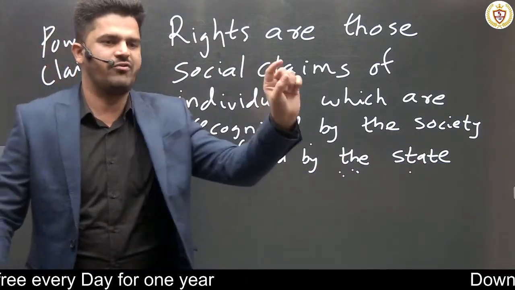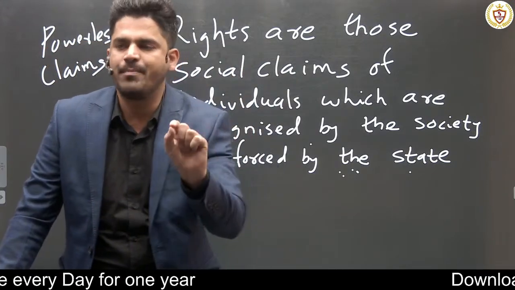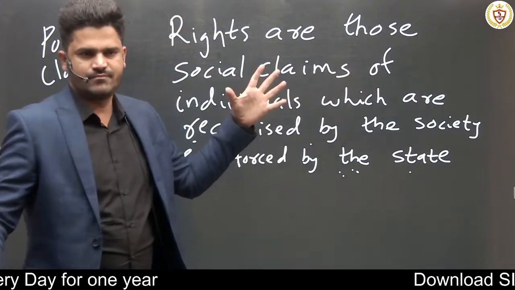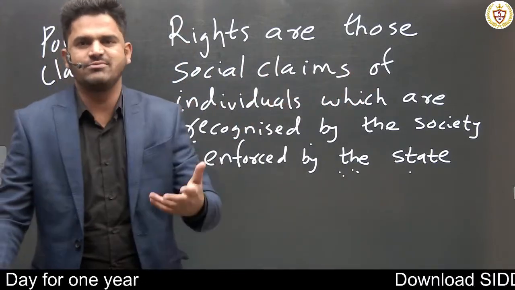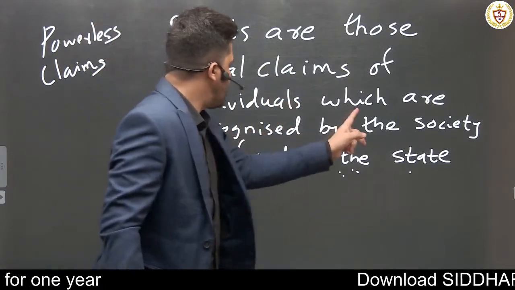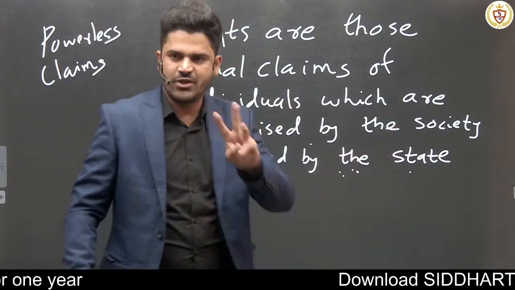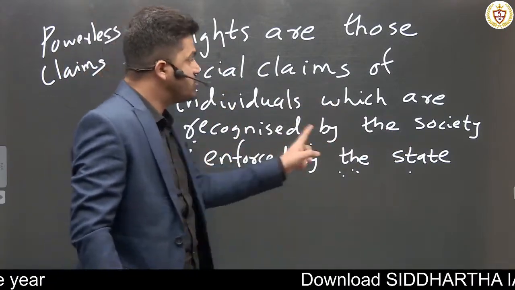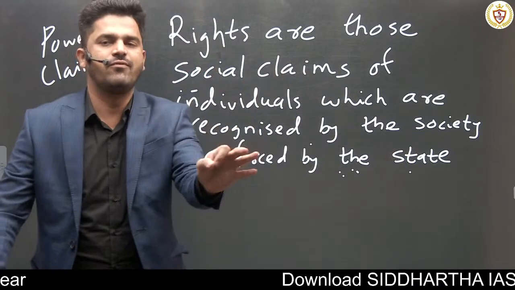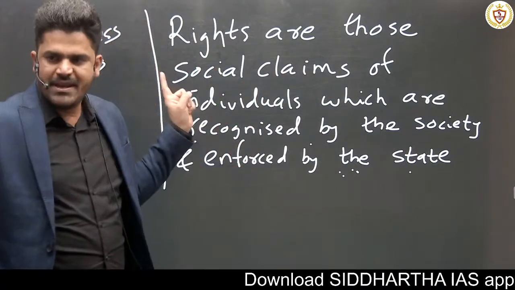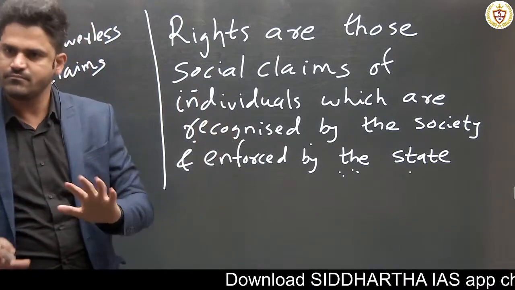So you might get a question, what is the most appropriate definition of rights? Number 1, moral claims. Number 2, natural claims or natural rights. Number 3, social claims of individuals which are recognized by the society. Fourth option, social claims of the individuals which are recognized by the society as well as enforced by the state. This becomes the complete definition of rights. Please remember this definition. Clear?